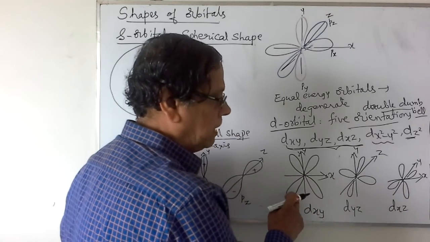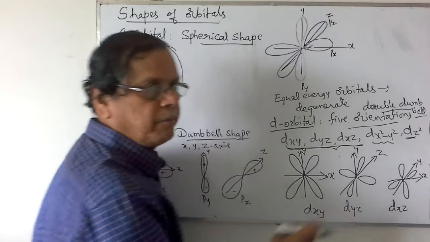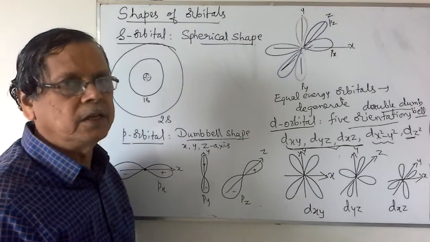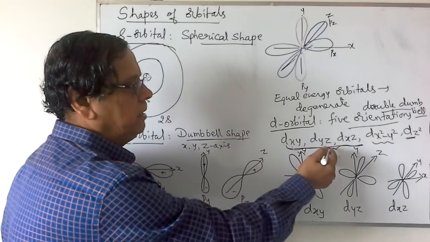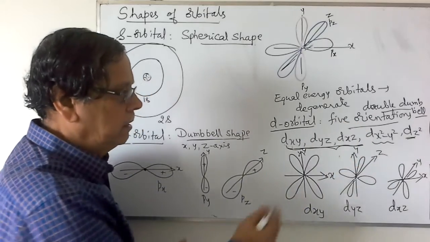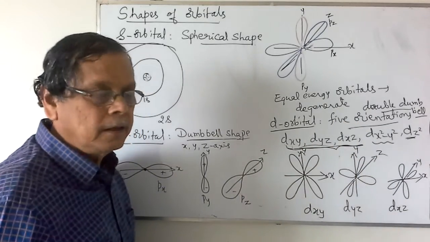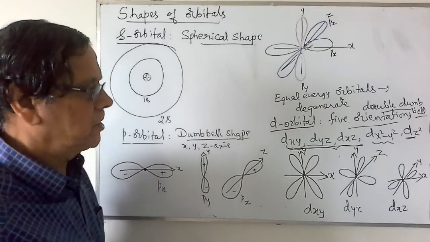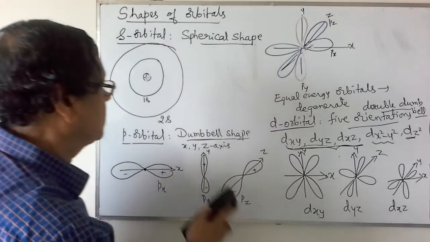So, double dumbbell present in the plane produced by the two axes is indicated as dxy, dyz, dxz, these three orbitals. Let us consider the shapes of the dx2-y2 and dz2 orbitals.